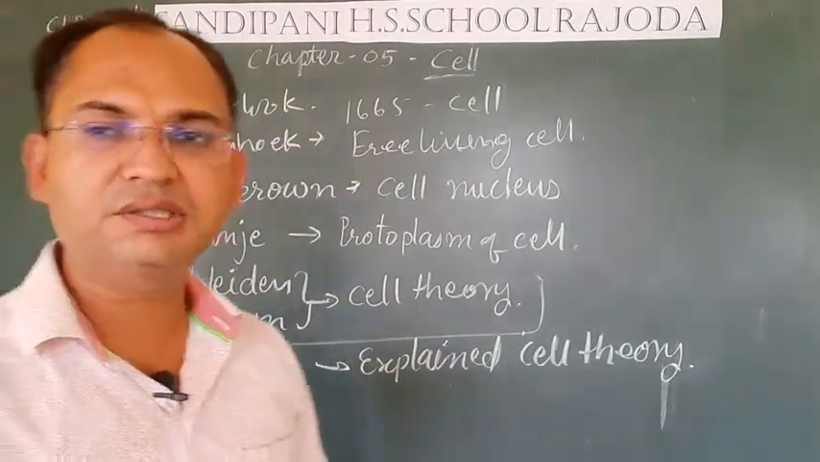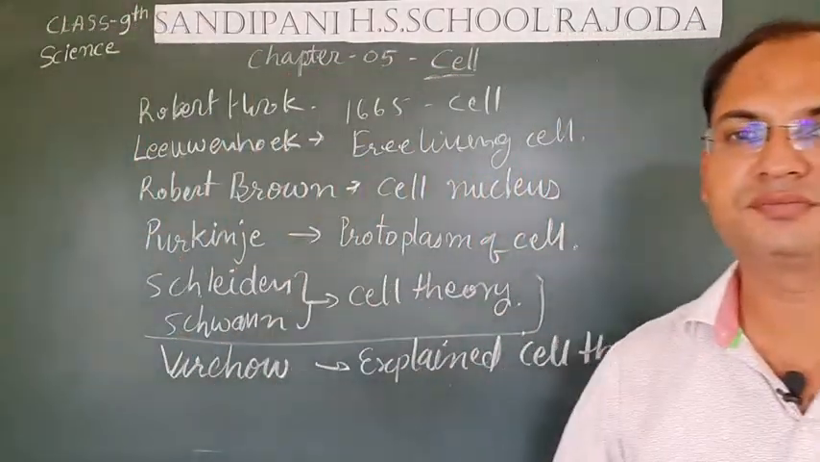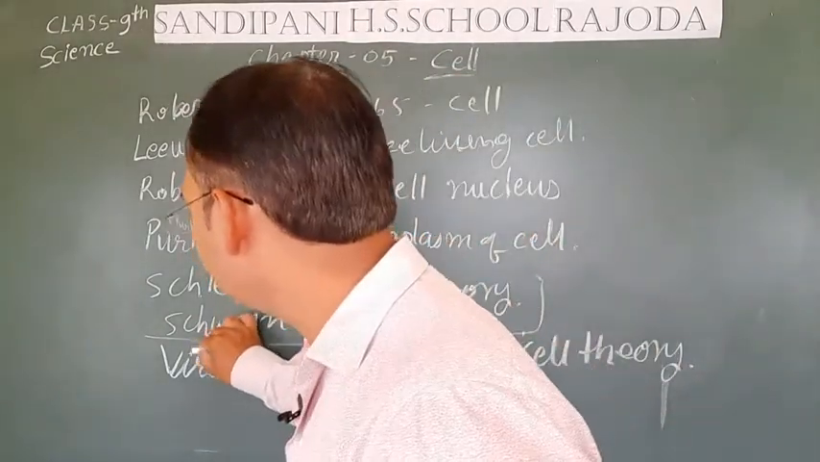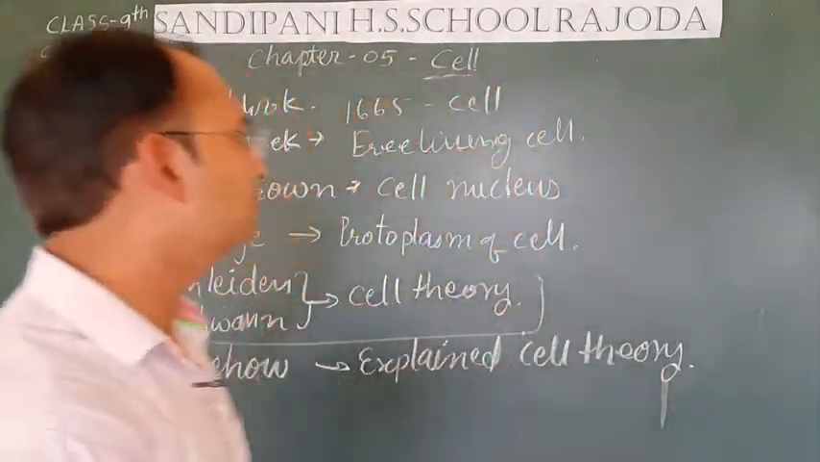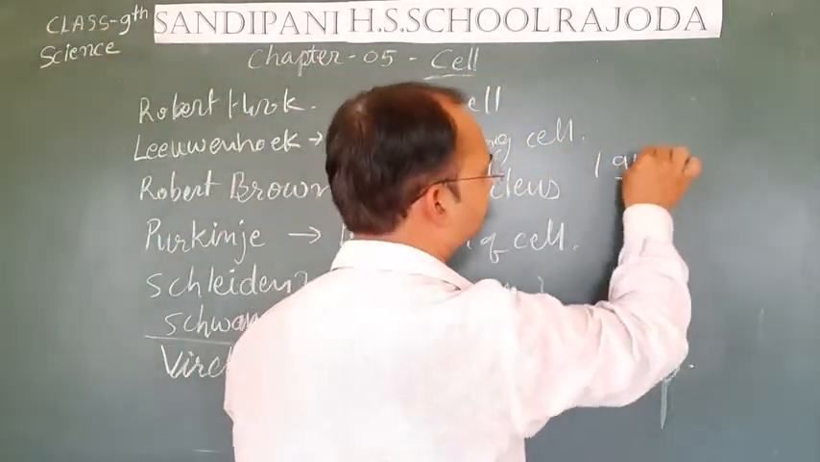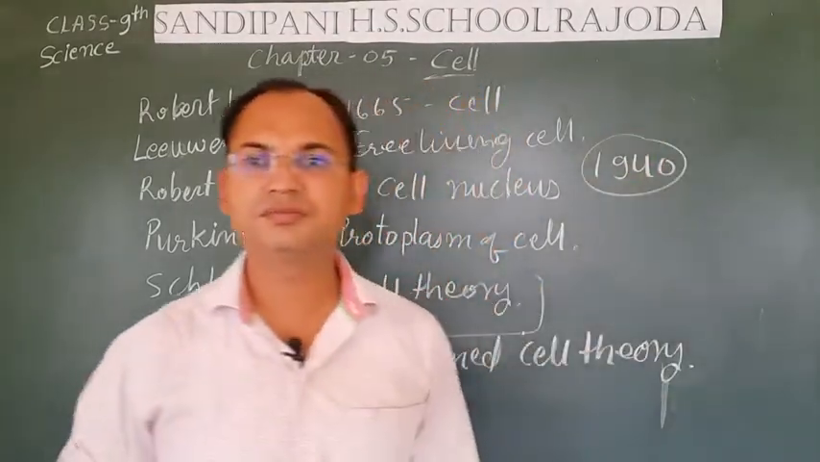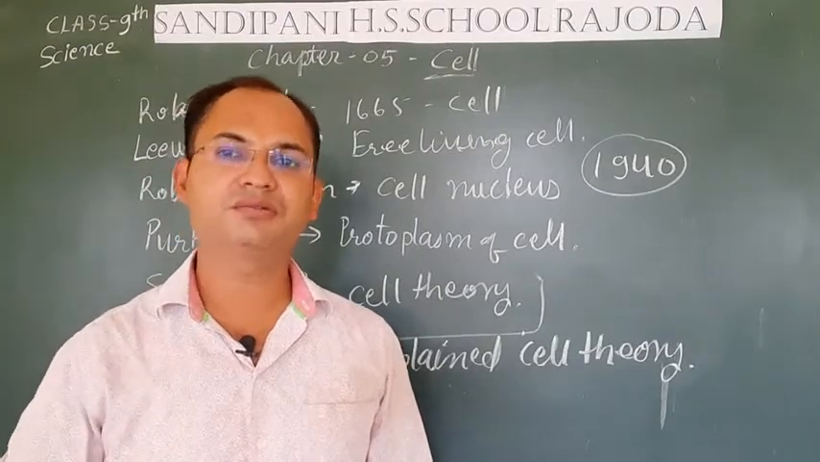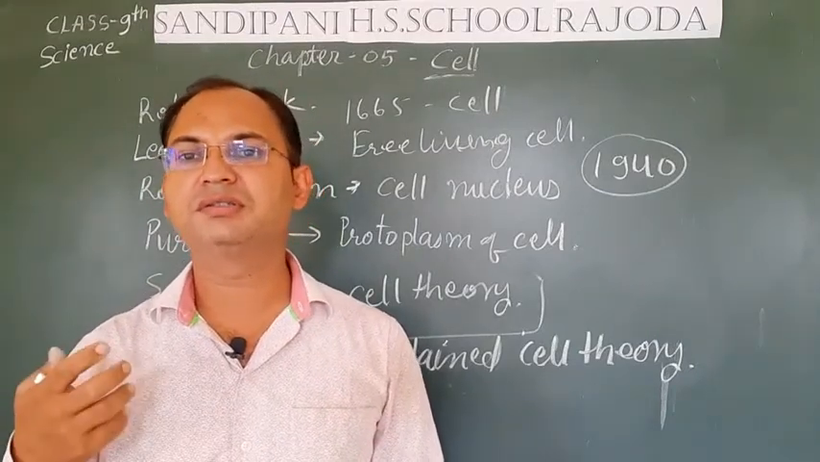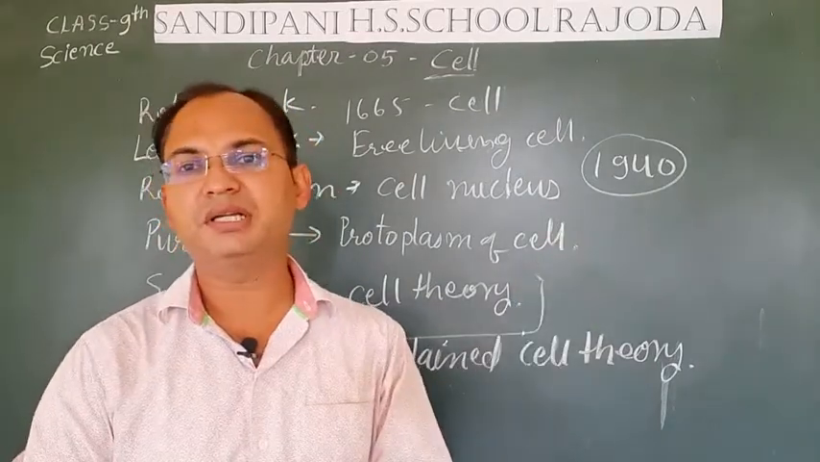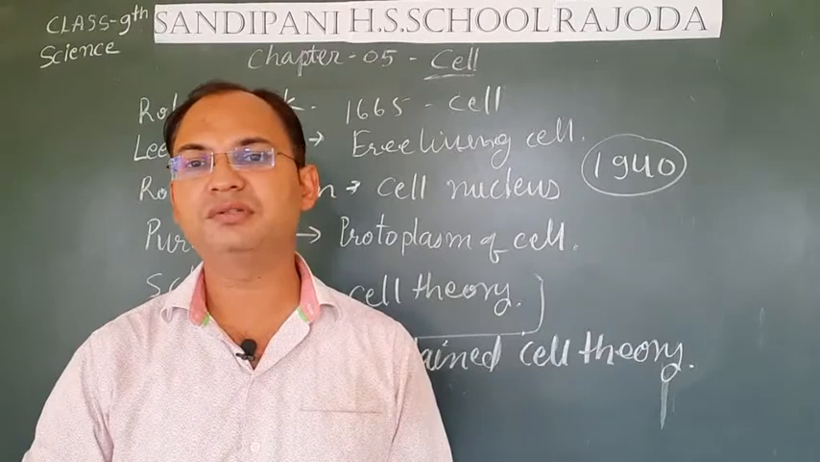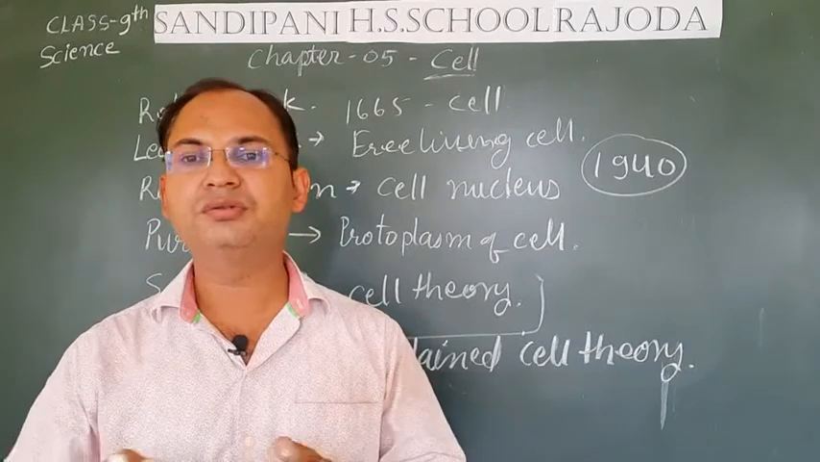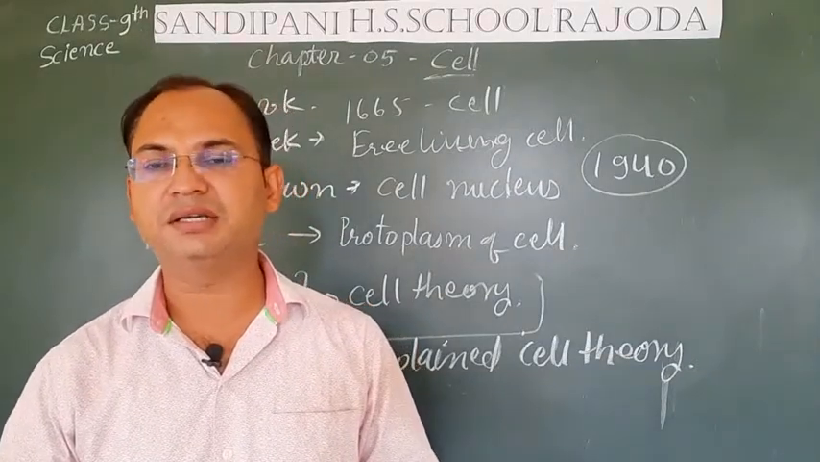So students, this is a short brief about the discovery of the cell. The detailed discovery of the cell was done after the year 1940, because in 1940 the electron microscope was discovered. The scientists discovered the electron microscope, and the electron microscope was much more powerful than the traditional microscope. It can see through the cell. So, the detailed structure of the cell was revealed in 1940.